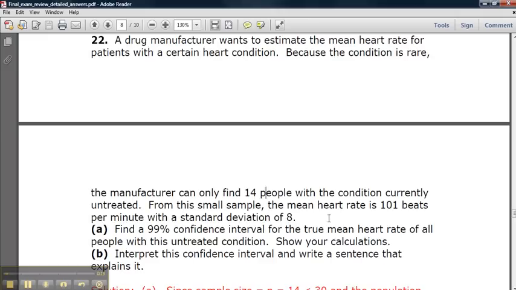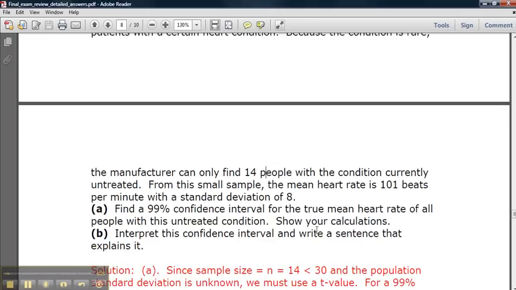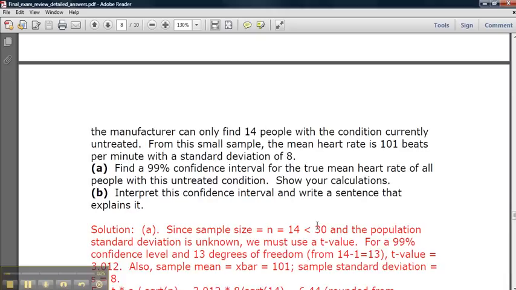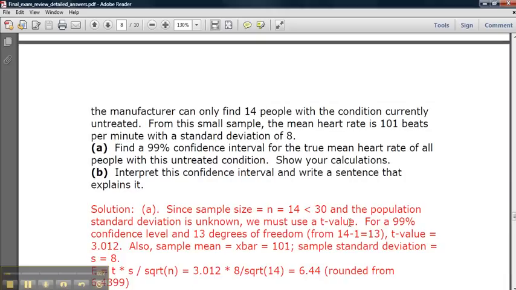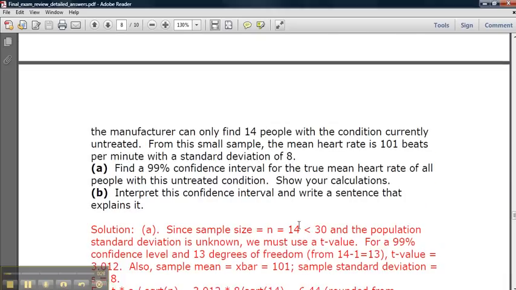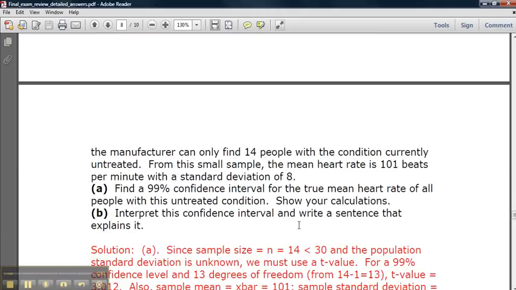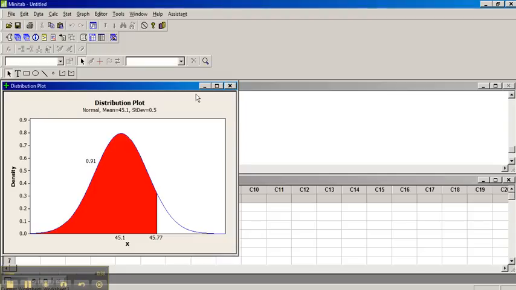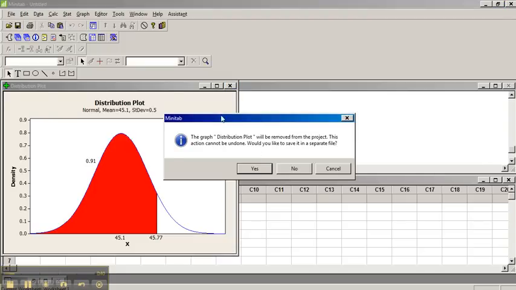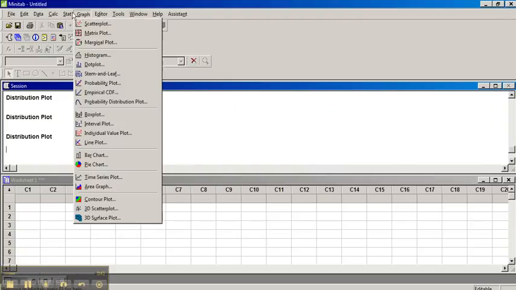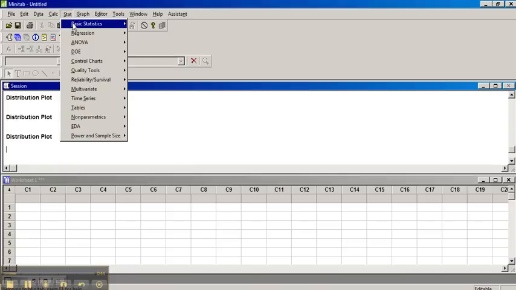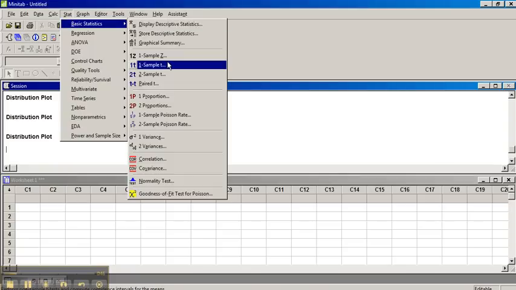From this small sample, the mean heart rate is 101 beats per minute. That's the average. Standard deviation is 8. Something else I forgot to note: the population standard deviation is unknown, so it's going to be a t. So we're going to go to Minitab. Let's get rid of this. We're going to go to Stat, Basic, One Sample t.